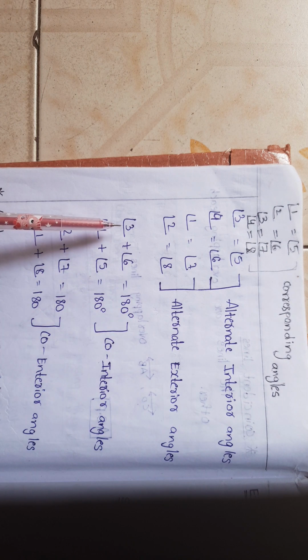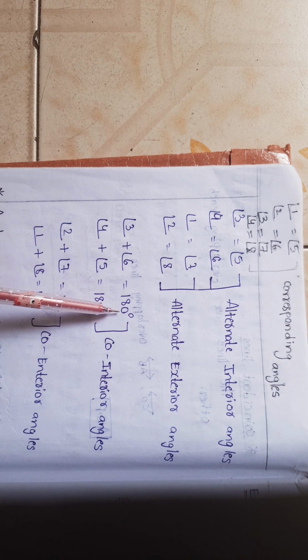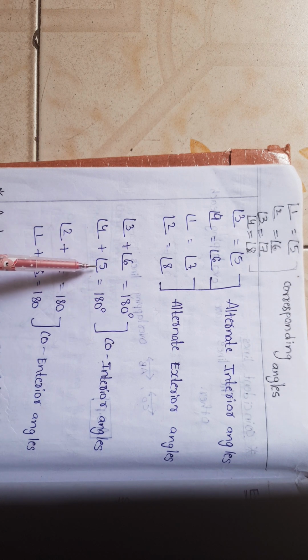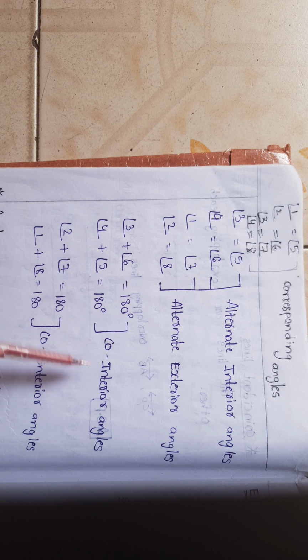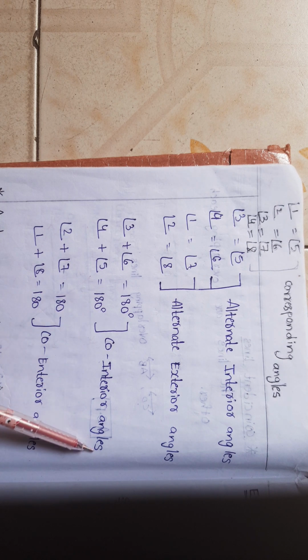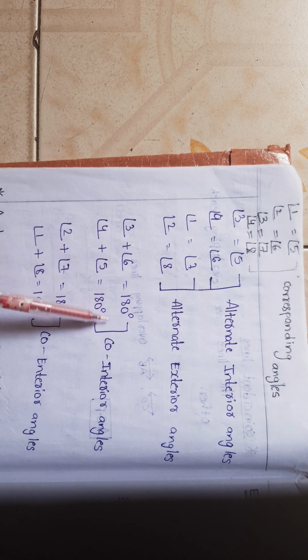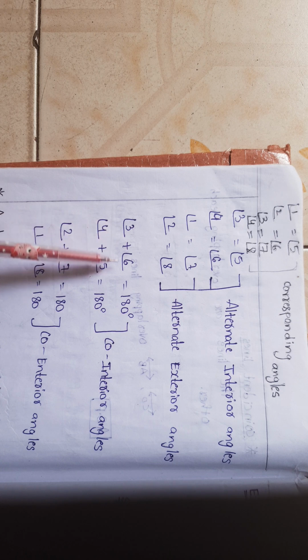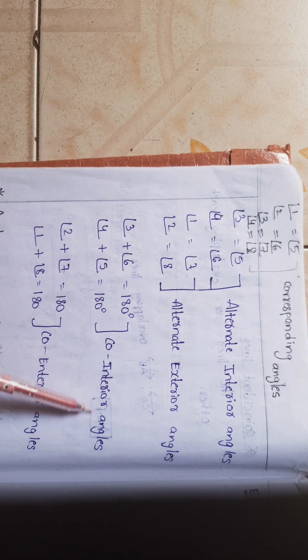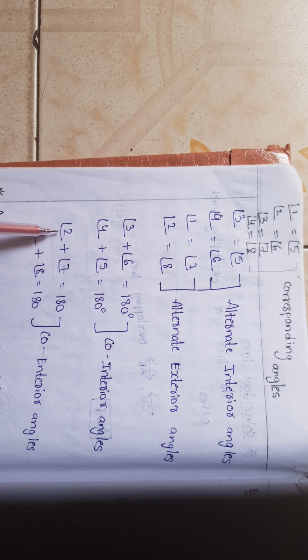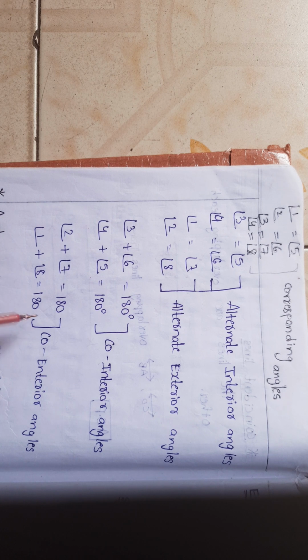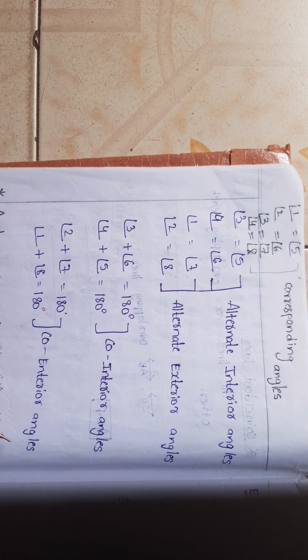Angle 3 plus angle 6 is equal to 180 degrees. Angle 4 plus angle 5 is equal to 180 degrees. That means co-interior angles are the sum of the angles on the same side. Angle 2 plus angle 7 is equal to 180 degrees, and angle 1 plus angle 8 is equal to 180 degrees. These angles are called co-exterior angles.